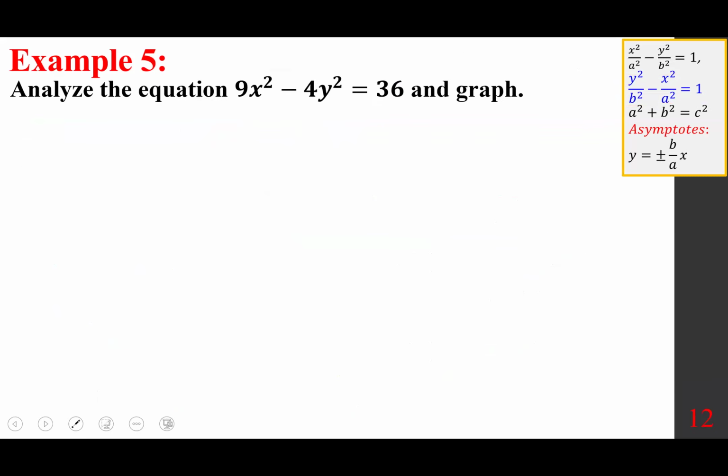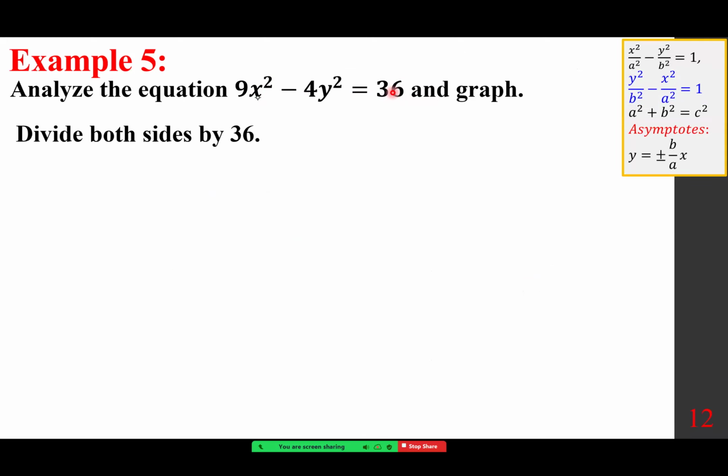We want to analyze this equation, 9x squared minus 4y squared equals 36. We've seen it when we dealt with ellipses. To put it in a format we are familiar with, the standard form, we divide by the constant, which is 36. We divide both sides by 36. So this becomes x squared over 4 minus y squared over 9 equals 1. You divide by the constant, which is the right side. If it's not, you put it in that format.